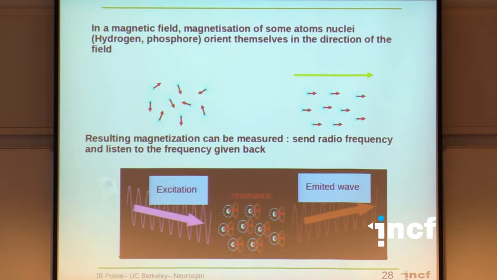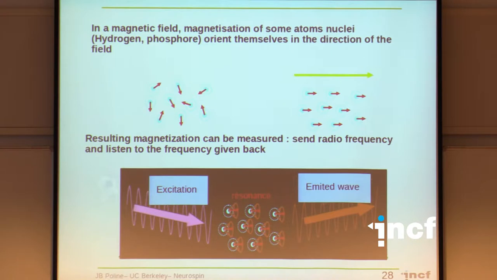So MRI will look at, let's say, the water molecule. There's a lot of water in all our body, in the brain as well, and the hydrogen atom has a proton that acts as a little magnetic spin. Those nuclei turn around themselves, and they act a little bit like small magnetic spins, right? And that's the principle of it.